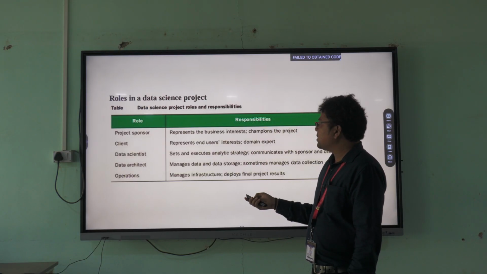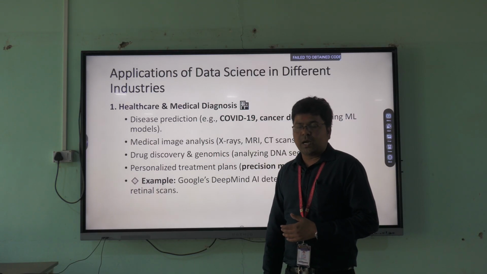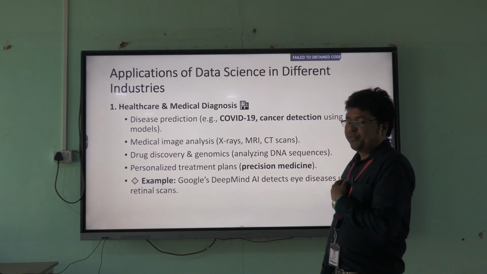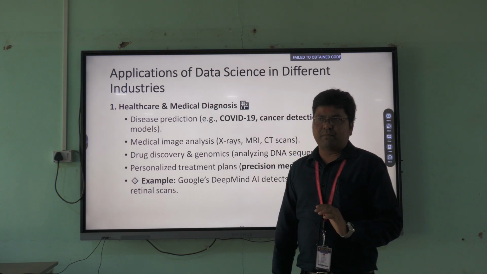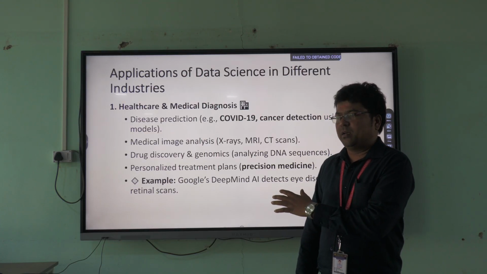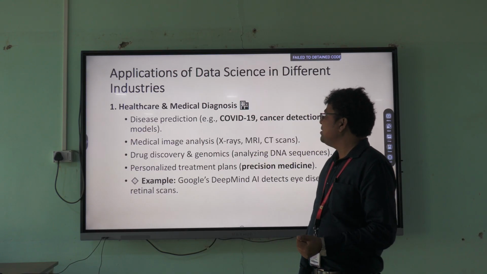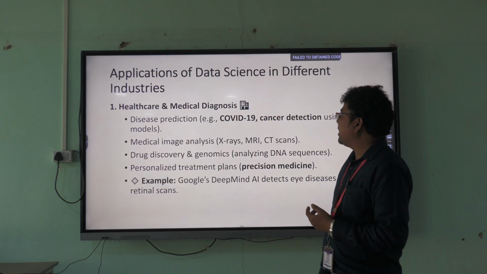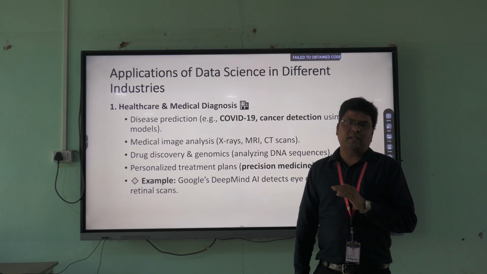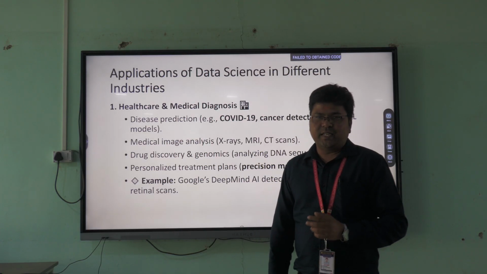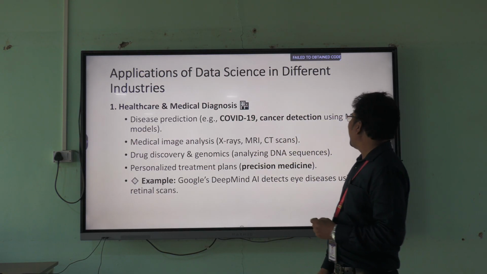Now in the next class, we are going to study the applications of data science in different industries. Nowadays, data science is being used in many industries and many companies, actually I can say, in many areas. The first I can go with is healthcare and medical diagnosis. Nowadays, data science is used vastly in the medical field to predict diseases, taking examples like COVID-19 and cancer detection.